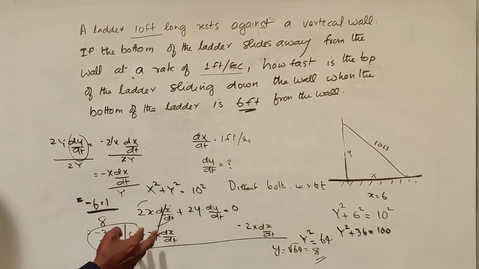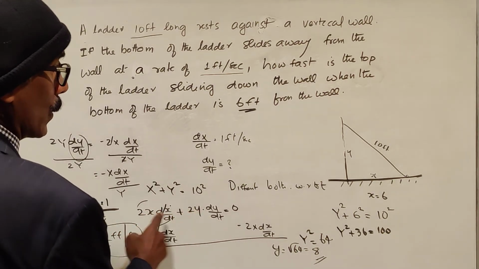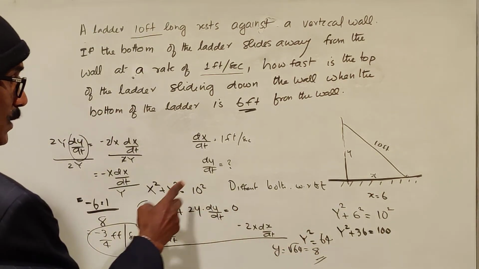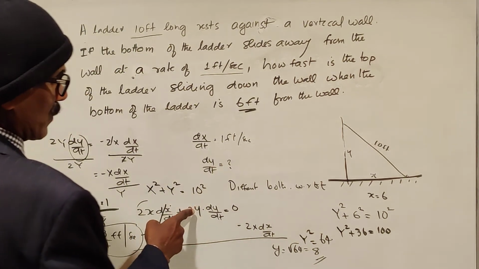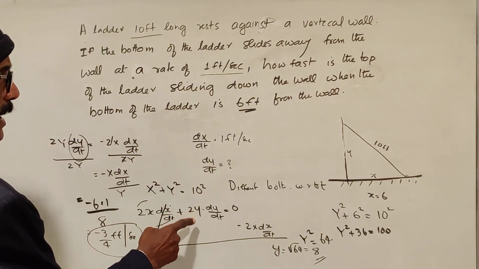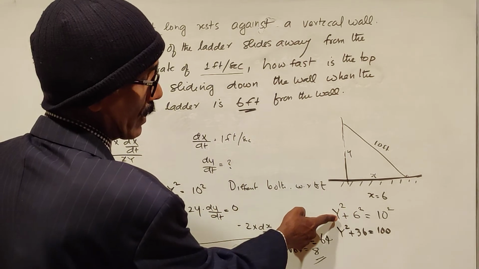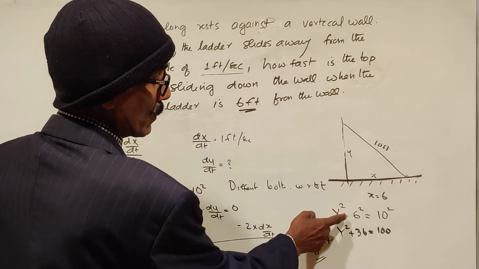We don't know the value of y. x we know, x is 6. dx by dt is also known, but we don't know what y is. How can you find y? Again you need to apply the Pythagorean theorem.